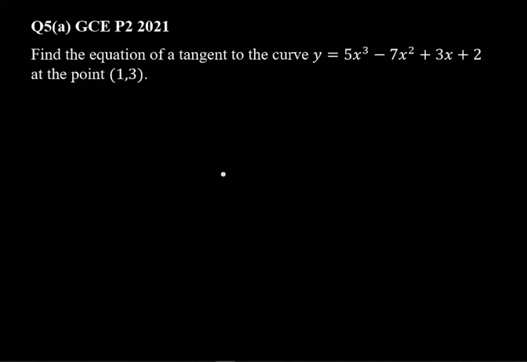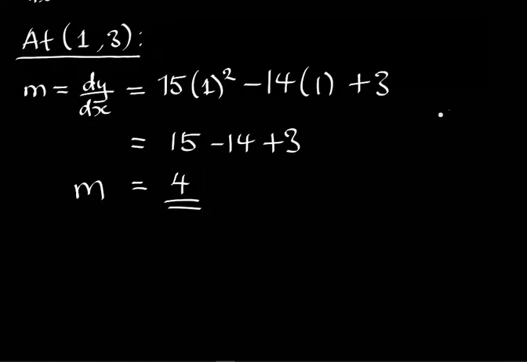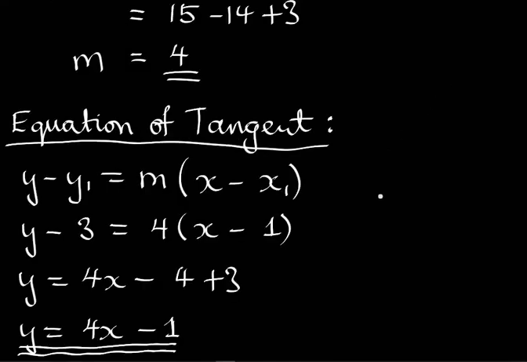You can pause the video and try out this question, and then compare your solution with the one that will be found. After differentiation, this is what you should get. After you plug in the value of x at 1,3, m should give you 4. After you work out the equation of the tangent, I hope this is what you're getting. Y is equal to 4x minus 1.